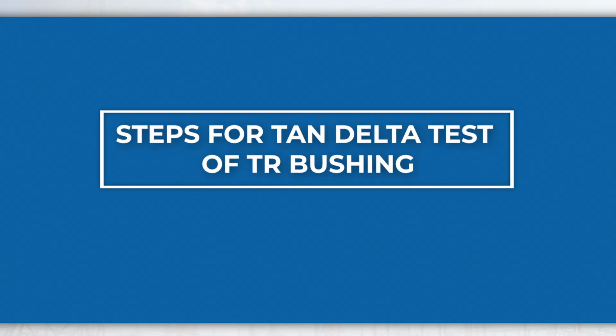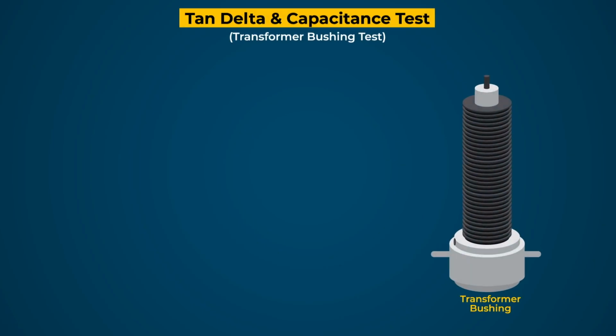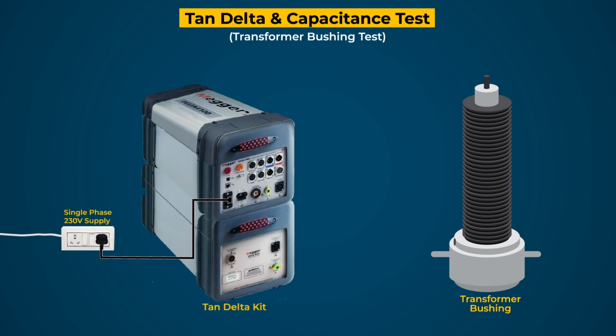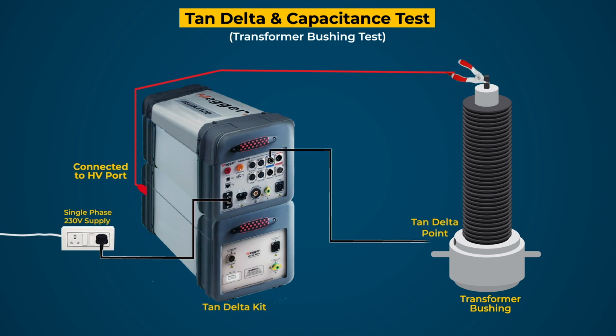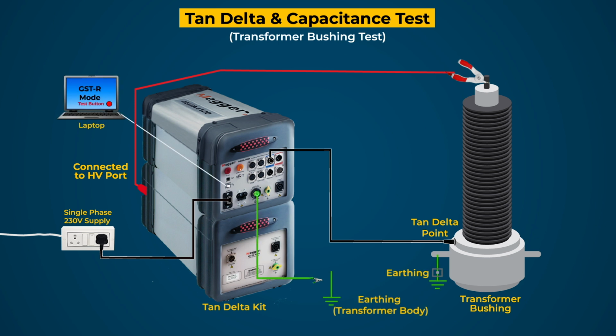Steps for bushing testing. This test is to be performed between top terminal and test point or tan delta point of bushing. The bushing and test tap are to be opened properly and cleaned before the commencement of tests.